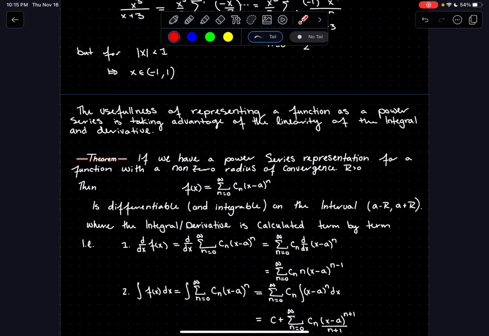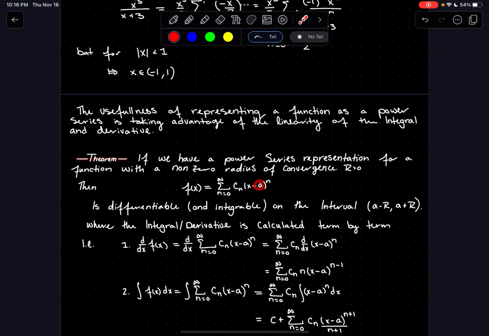Or for one value of x. This radius has to be greater than 0, right? The radius obviously isn't less than 0. Radiuses are a measure of length. We don't talk about negative length, right? So the radius is greater than 0. Then this series representation of the function is differentiable, and it's integrable on the interval where it converges, right?